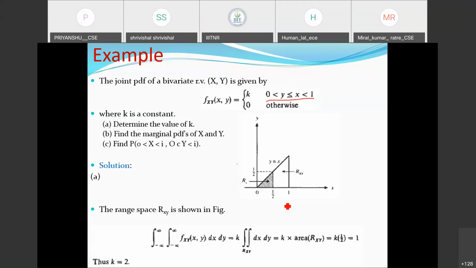So based on this knowledge, we have just substituted the value and found out the value corresponding to k equal to 2. The next question is: find the marginal PDFs of X and Y. That's the tricky part. And here I want to see the responses from each one of you. The person who solves it first is going to get the bonus mark. Find the marginal PDFs of X and Y. So who will respond within the next few minutes?